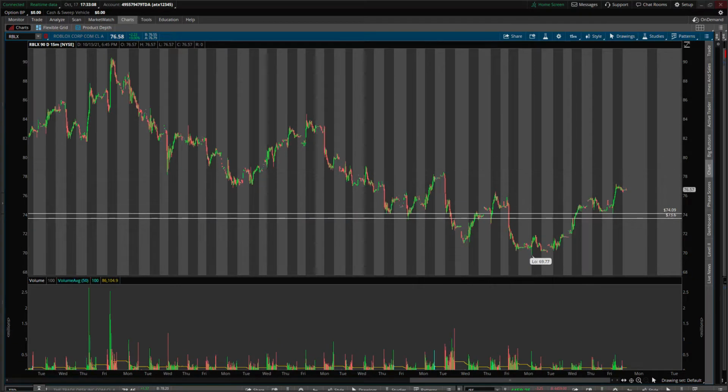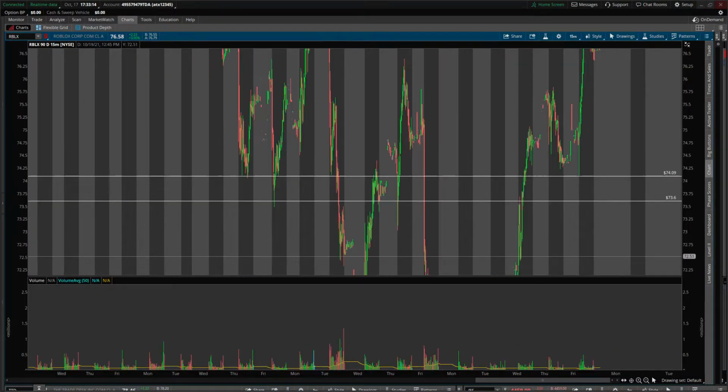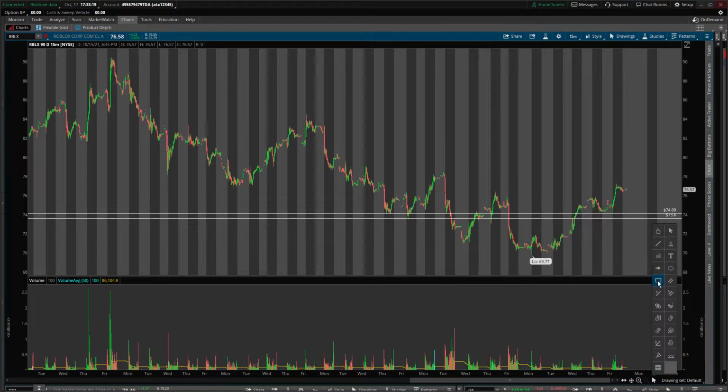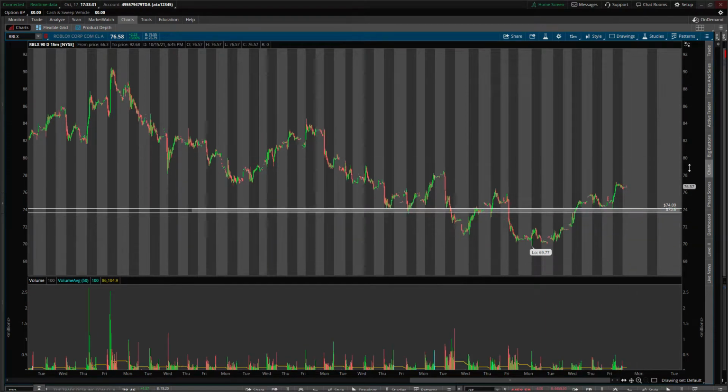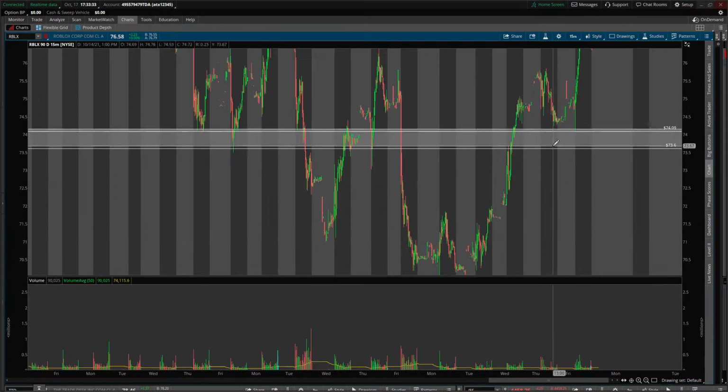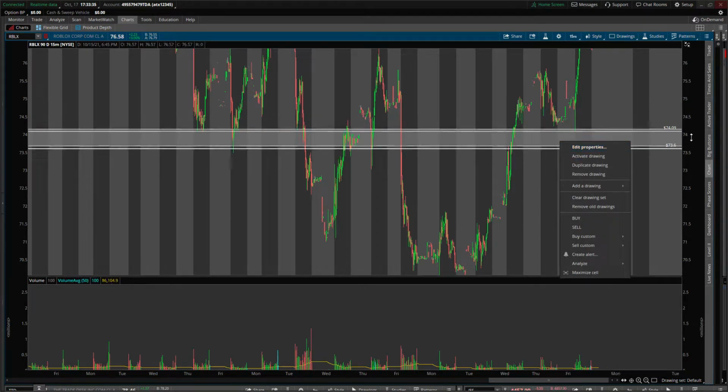So that's how I find a little zone. And what we can do now is determine if this zone right here, because we're going to mark it with a rectangle. What you'll notice is your 15-minute zones are generally smaller than your larger time frame zones. So this zone is only around 50 cents or so.